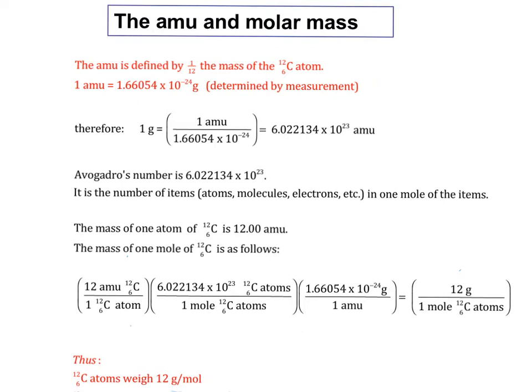All right, and then the mass of 1 mole of carbon-12, you can think of it this way. Okay, so one carbon-12 atom weighs 12 AMU.